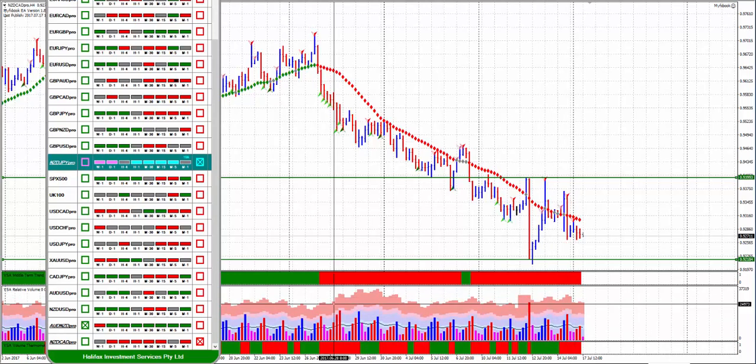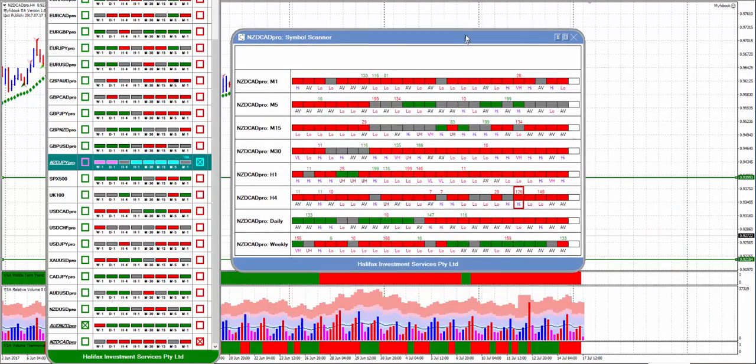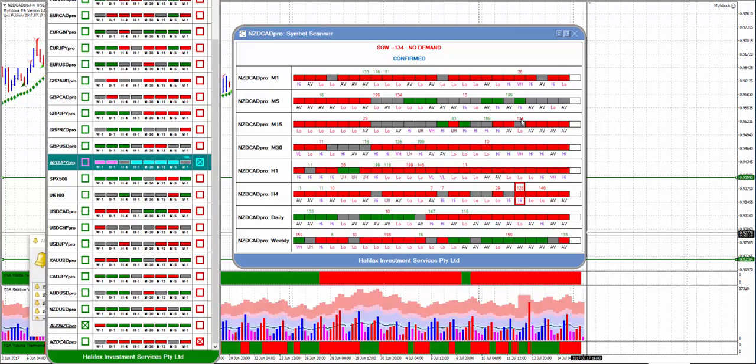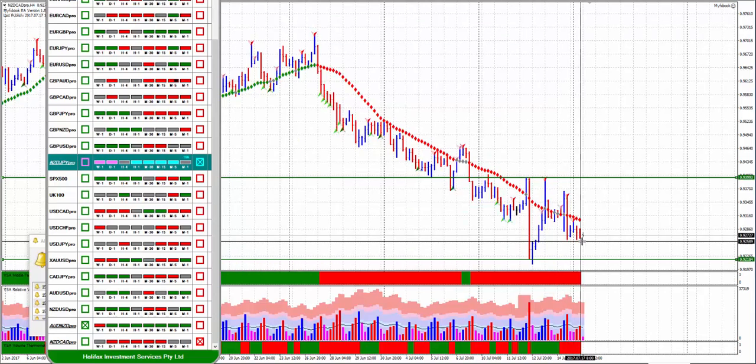Okay, so we do see there is weakness. Here's the symbol scanner. All right, we do have weakness. Only the 5-minute chart really is going sideways, but it looks like it may turn over. Here's our weakness, our 2-bar reversal, our no demand. So there's weakness here on the 4-hour chart. On the 30-minute chart, we've had an upthrust. And on the 15-minute chart we've also had no demand. Okay, so I'll be eyeing this out.